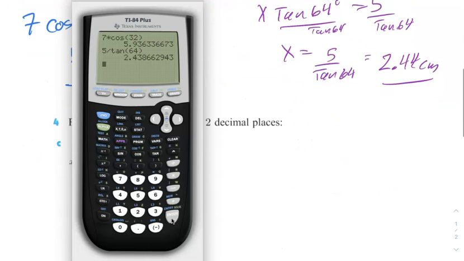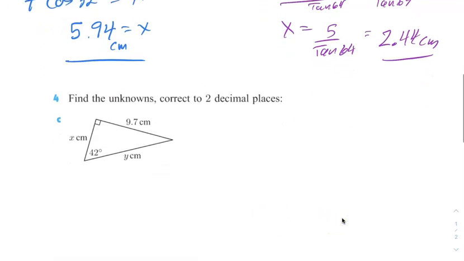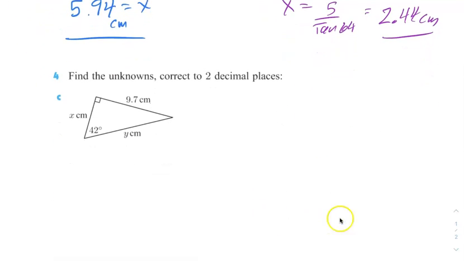So let's do one more, make sure we got this. So this one, find the unknowns, correct to two decimal places. So we have two sides now that we're missing. So here, it's your choice. Here's my angle. Let's start off the same way. This is opposite. Here's the right angle. So this is hypotenuse, and this is adjacent. So you can solve for any one you want first. Let's solve for adjacent, I guess.